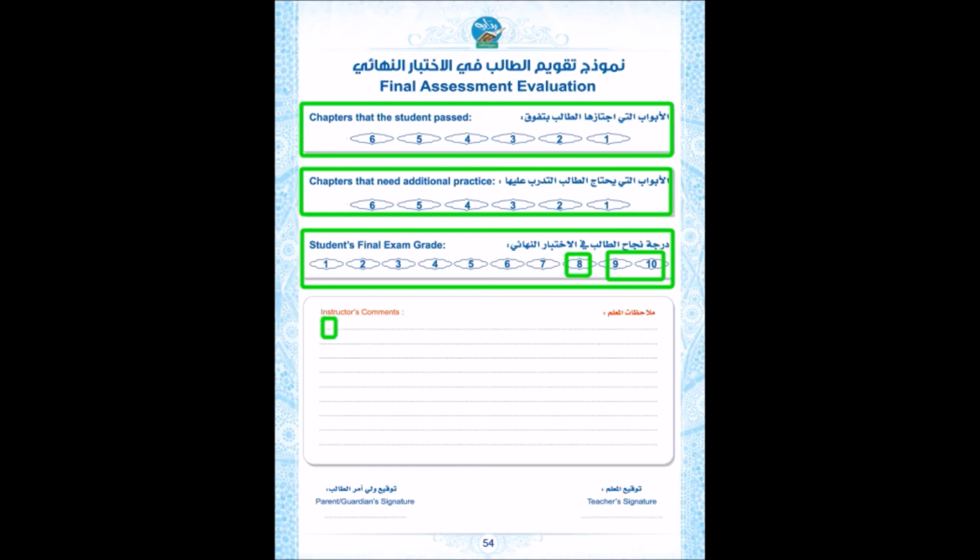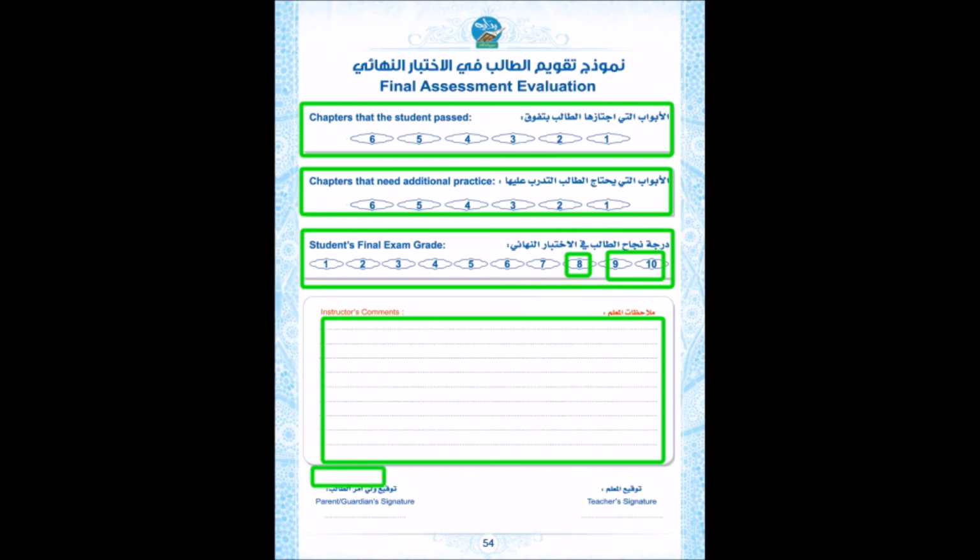And of course, we have the comments box. We want to include the strengths and weaknesses of the student, and we can refer to specific lessons that need review based on the mistakes the student made in the final test. And finally, the signature of the parent and the teacher as a final conclusion of all the concepts, inshallah.